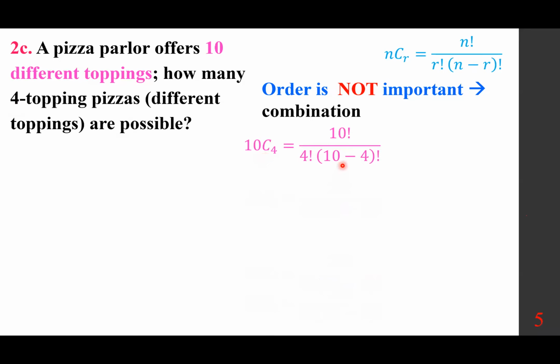This one becomes 6 factorial. And to simplify that, since 6 is larger than 4, we're going to write 10 factorial as, let me show you how we can simplify this. We can write this as 10 times 9 times 8 times 7. And when we get to 6, we stop and we make it a factorial. They cancel each other. And then the 4 factorial is 4 times 3 times 2 times 1.